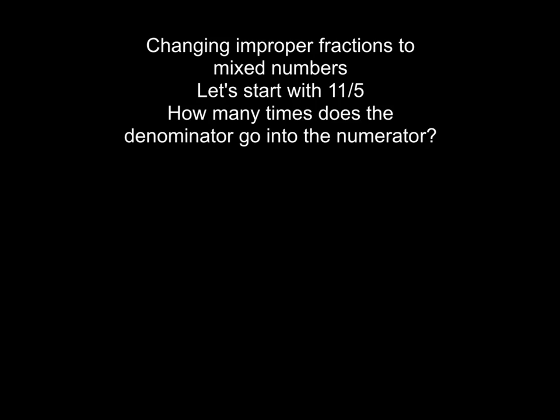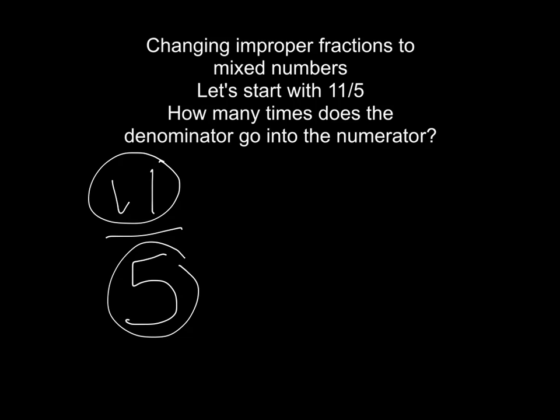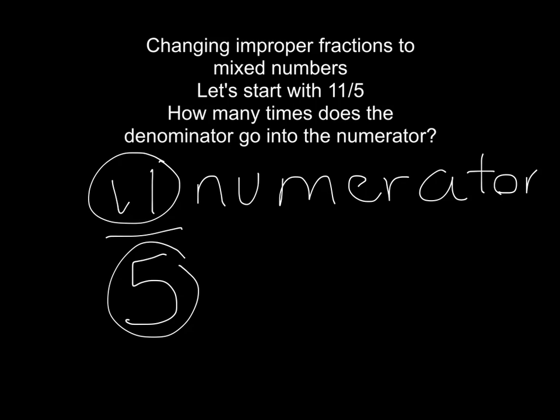Hello, today we're going to look at changing improper fractions to mixed numbers. Let's start with 11 fifths. We know that 11 fifths is an improper fraction because 11 is larger than 5. 11 is the numerator, and the fifth, or 5, is the denominator.